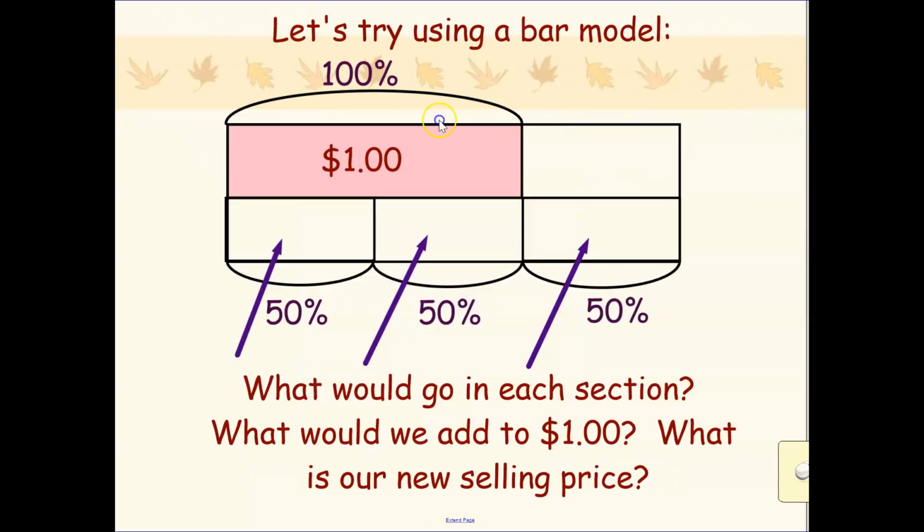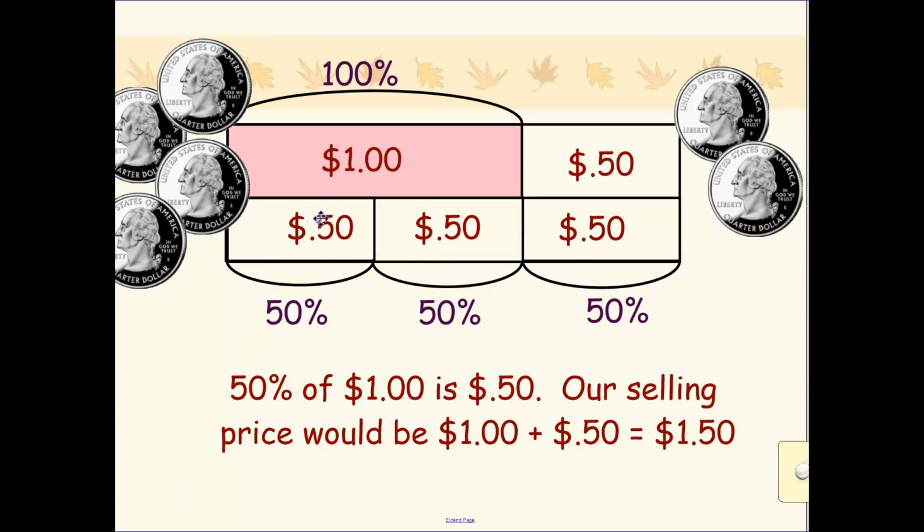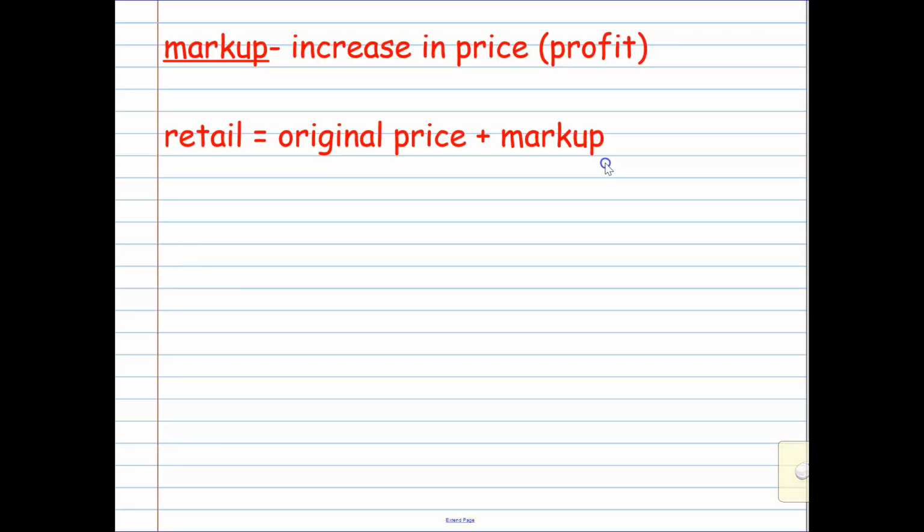So let's use a bar model. This represents our gum, and we want to mark it up by 50%, so we'll have 150%. So what would go in each section? What is 50% of $1? Well, it's 50 cents. So if we added another section on, that'd be adding another 50 cents. And so our new selling price would be $1.50. And go ahead and pause and copy this down.